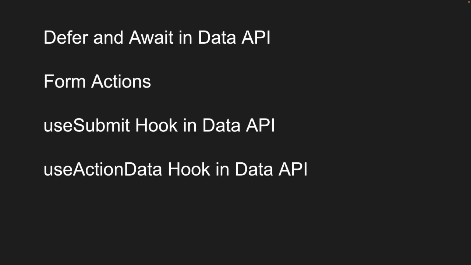We also spoke about action data. Whenever a form is submitted, if there are some errors, or if there is something which needs to be passed back to the component, then we can use the useActionData hook. So these are all the different types of hooks which we have used in data APIs. In this playlist, I have covered almost all types of usages.